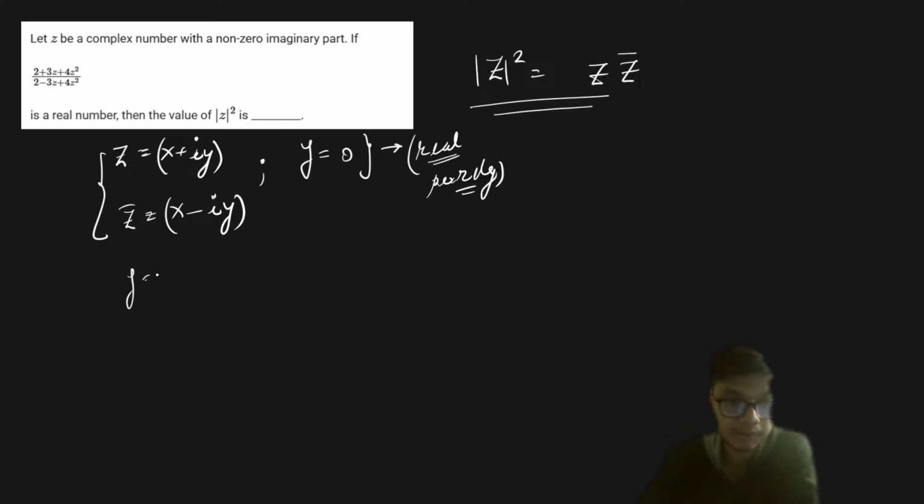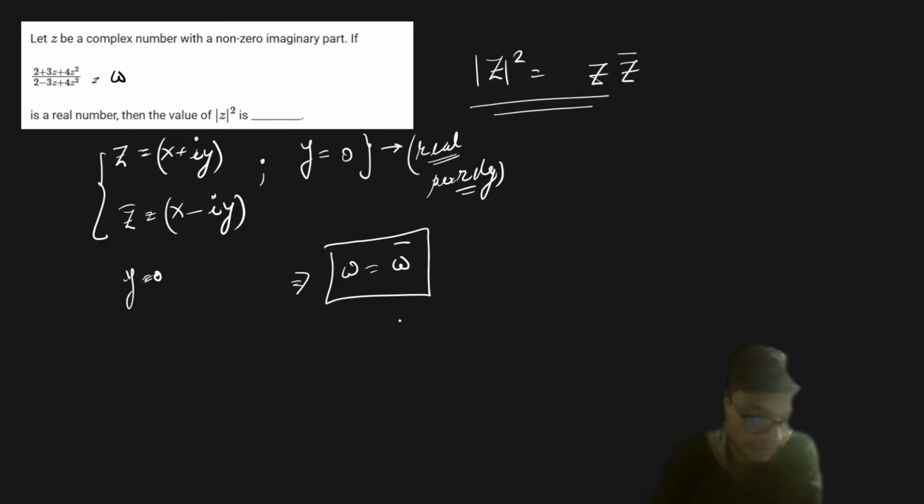Now, when y is equal to 0 and I put it back into this equation, z and z bar are equal, and in that case also I will get w. Let us consider this complex number as w. So in that case, w is equal to w bar, which basically gives me the information that this is a purely real number too.